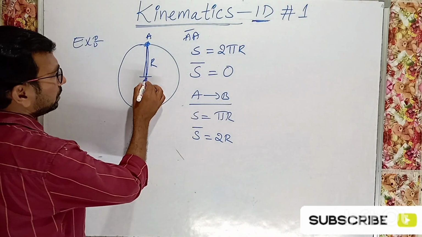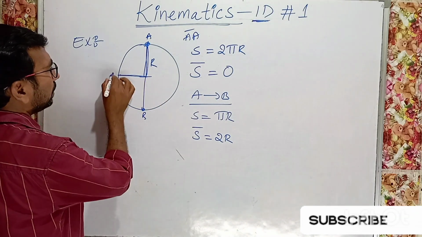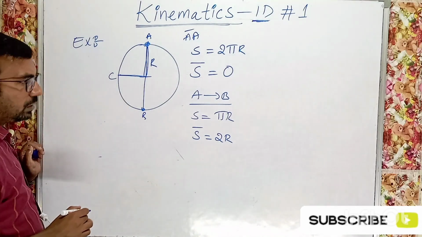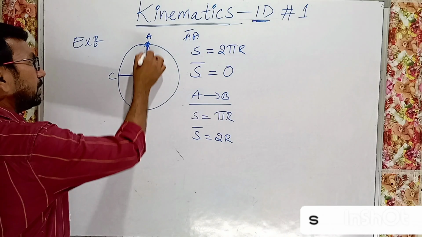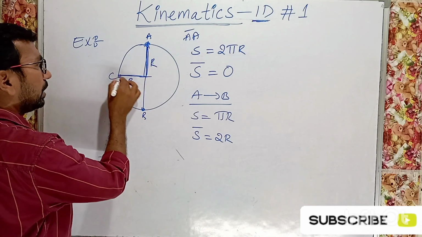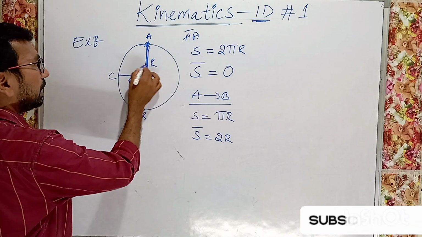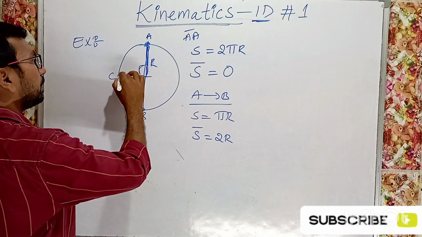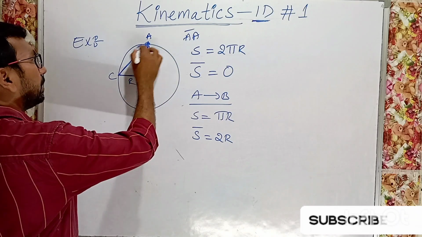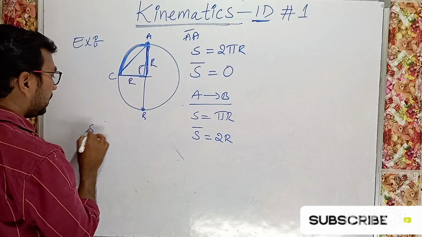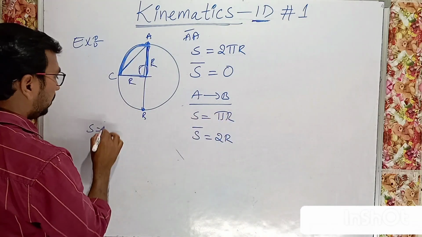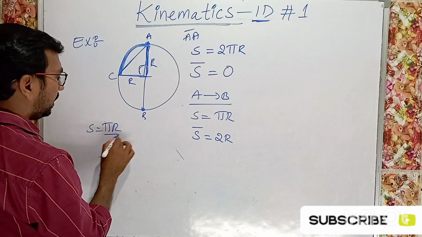In case the person moves from A to C only, A to C. So this distance is r, this distance is r, this is the radius r, and this is a right angle triangle. Displacement is this part. So in this case, it is a quarter circle, so distance is equal to pi r by 2.